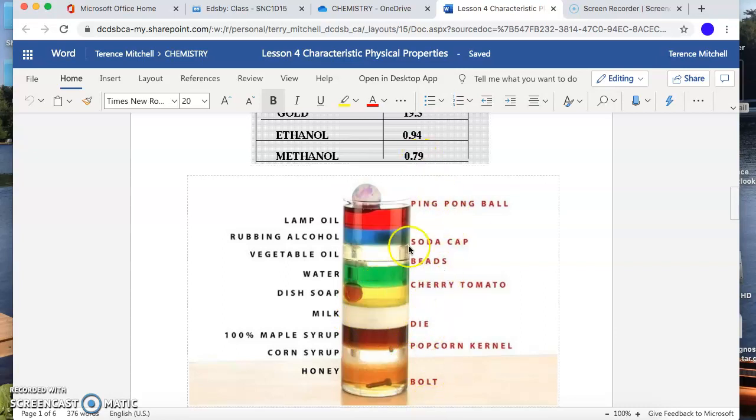Along the side here, we have a few solid things. So a bolt, very dense, is the most dense thing here. It sinks to the bottom. Ping pong ball, not very dense at all because most of it is air, and so it's floating on top. A plastic soda cap has the same density, or roughly the same density, as rubbing alcohol, so it's floating in that stratification. Cherry tomato, a little bit more dense than water, around the same density as dish soap, so it's floating in that area as well.